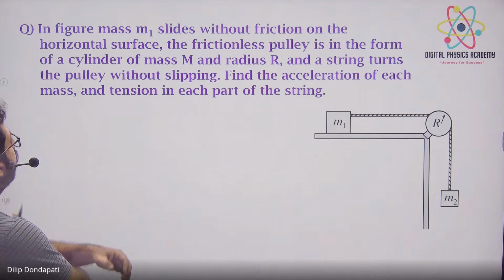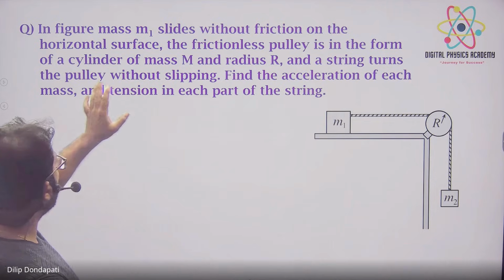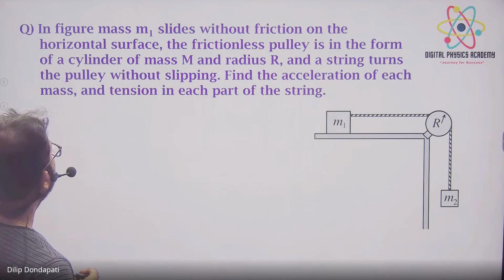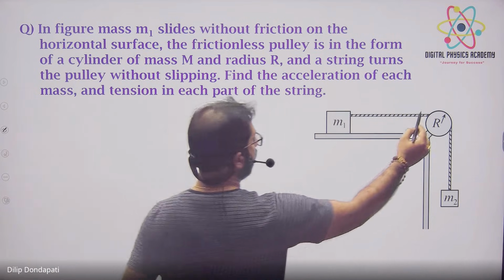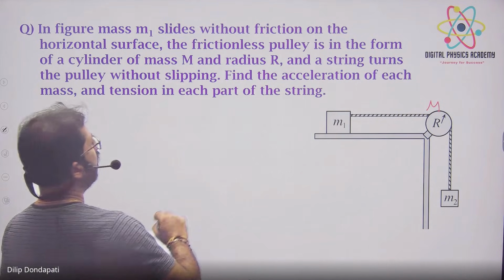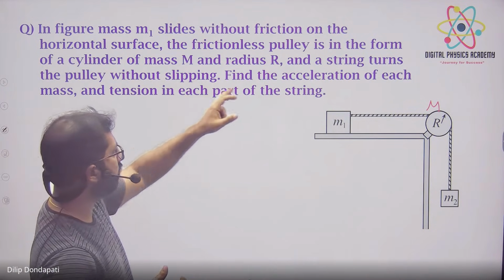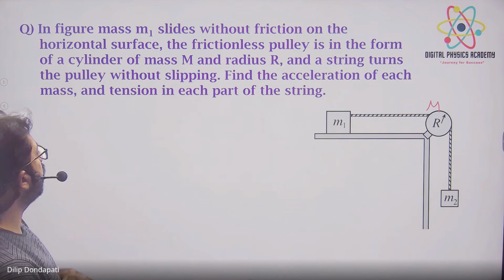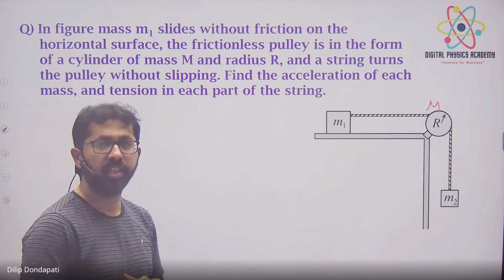Same thing, right? If the figure M1 without friction, on a horizontal surface, the frictionless pulley is in the form of cylinder of mass M and radius R. So इसका mass M है, capital M, and radius R. And string turns the pulley without slipping. Find the acceleration of each mass and tension of each part of the string. He's asking acceleration and tension of the string.